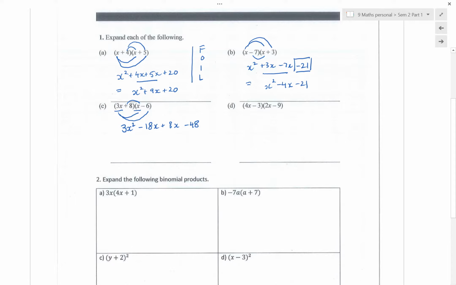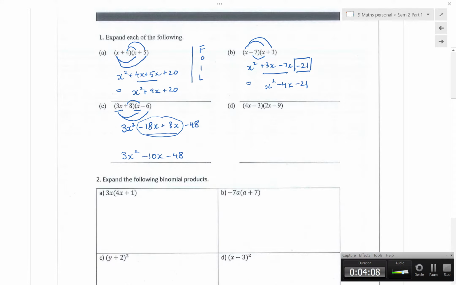We collect like terms, and the only like terms we have, once again, repeating ourselves, but if you have it in this sort of format, these two are always going to be the like terms. So therefore it's 3x squared. Now that's minus 18x plus 8x is minus 10x. Very good. Minus 48.